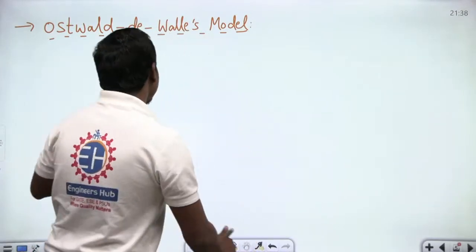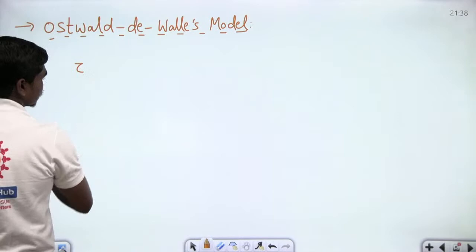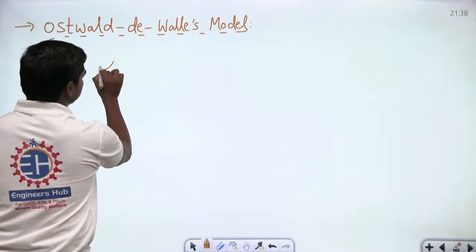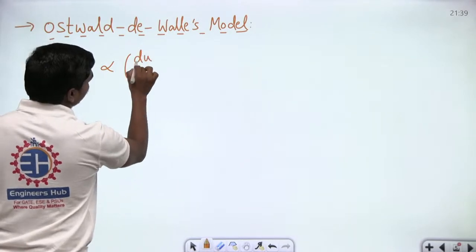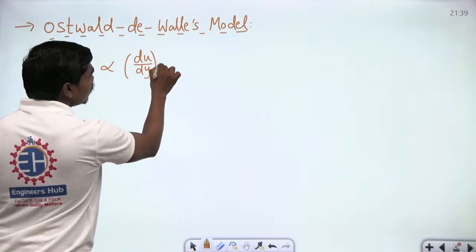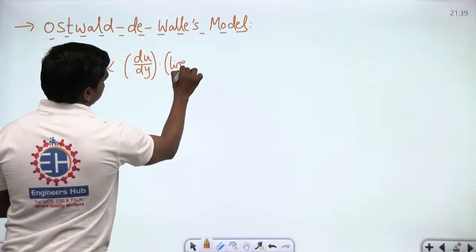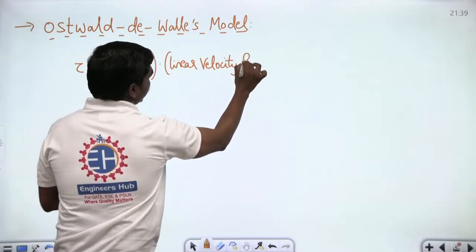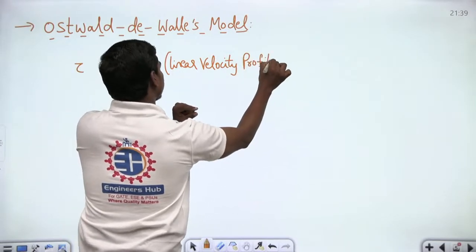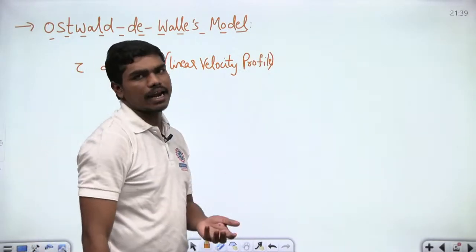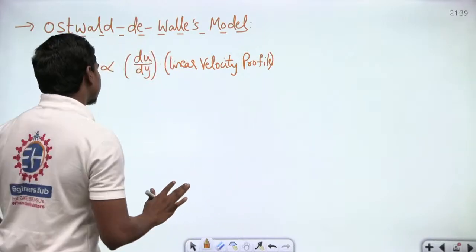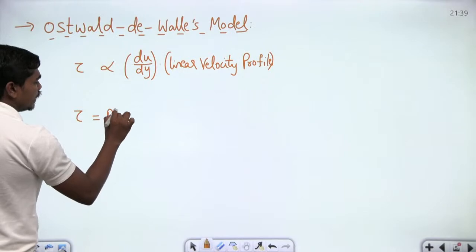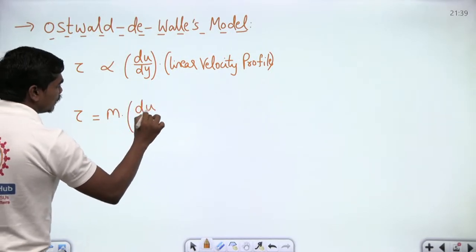First of all, the shear stress acting on any layer of fluid, in the case of linear velocity profiles, is proportional to the velocity gradient of the fluid, correct? Of course, this is in the case of a linear velocity profile only. And generally your dy will be very small, such that you make this approximation for any fluid for analysis purposes. Now what Ostwald de Waele gave is tau is equal to m into du by dy whole power n.